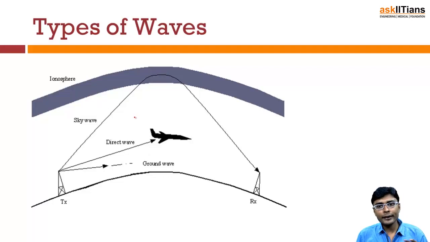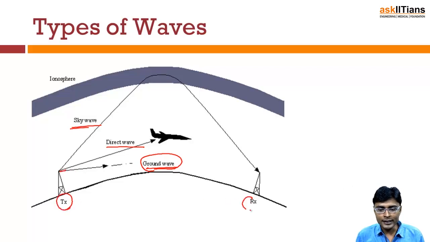There can be three types of electromagnetic waves: it can be a ground wave, a direct wave, or a sky wave. So there are three types of propagation, three types of waves which propagate in a wireless medium. If you see from the figure, the ground wave basically follows the earth's curvature. If this is a transmitter and this is a receiver, the signal will be transmitted from transmitter to receiver following the earth's curvature. So this path will be followed by the ground waves.